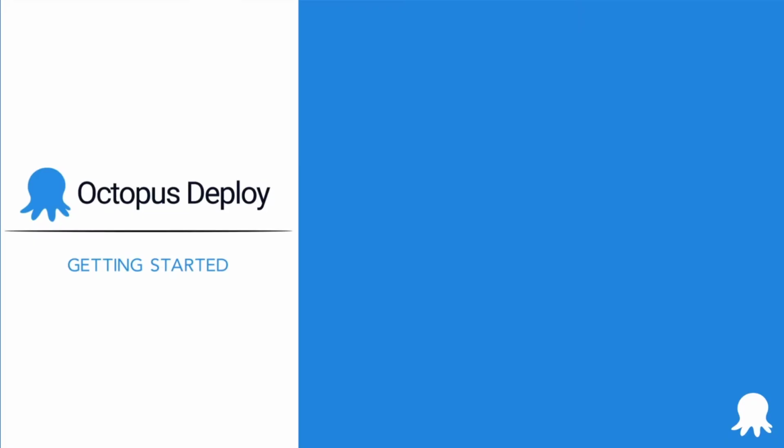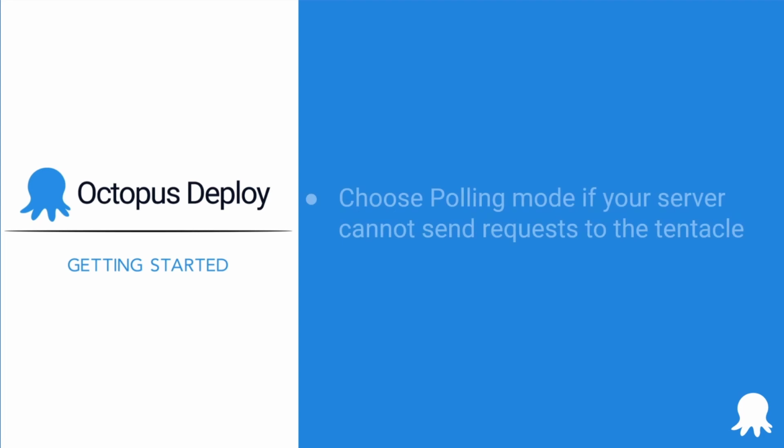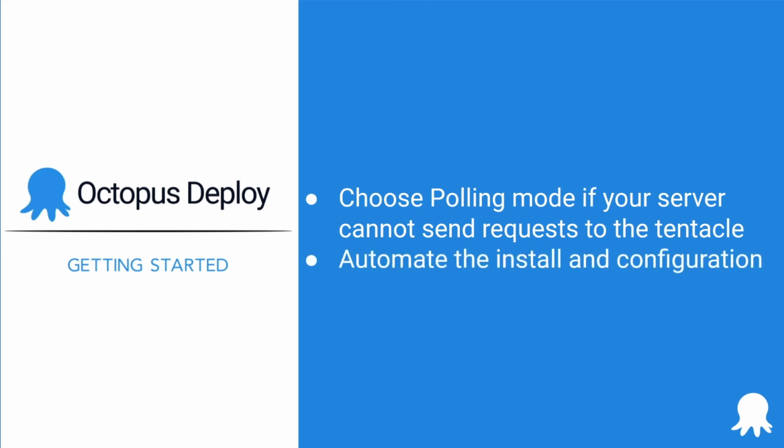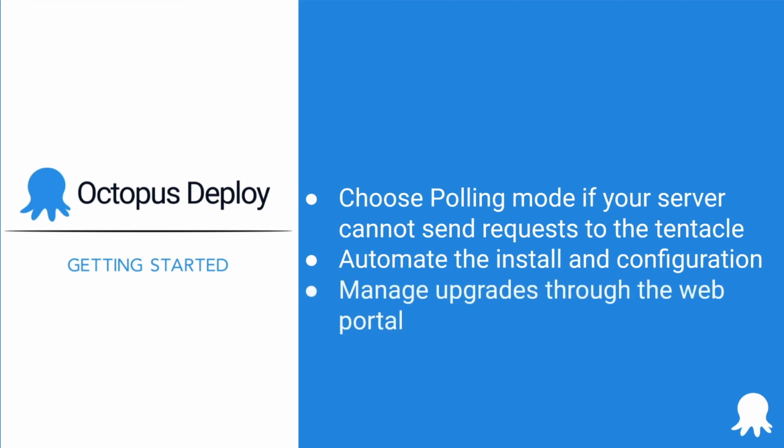Here are some tips for installing and configuring a polling Tentacle. Choose a polling Tentacle if your Octopus server cannot send requests to the machine hosting the Tentacle. For large-scale installations, you can automate the Tentacle installation with a package manager like Chocolatey and the Tentacle command line interface. Manage upgrades of your Tentacles directly from the Octopus web portal.